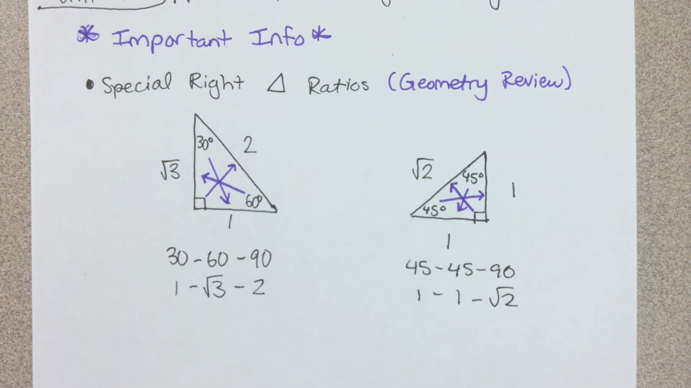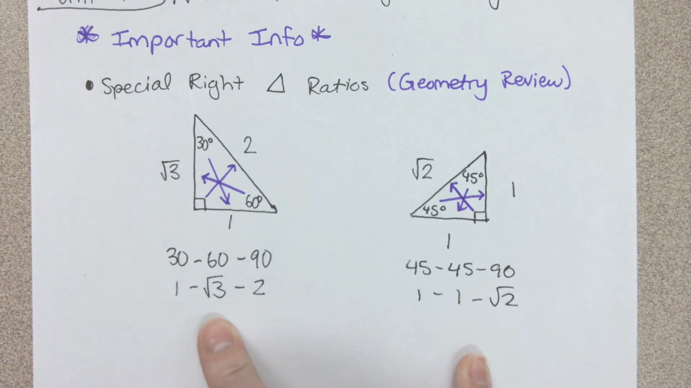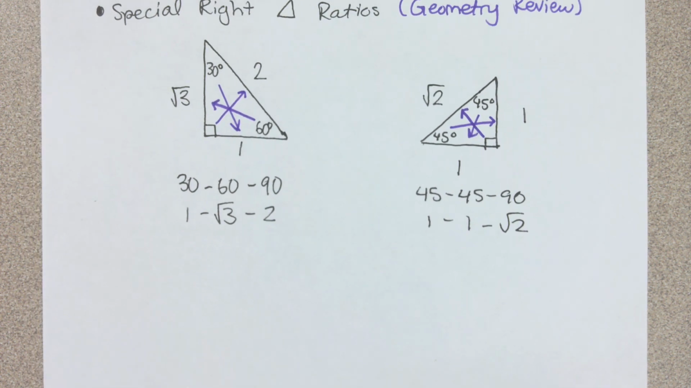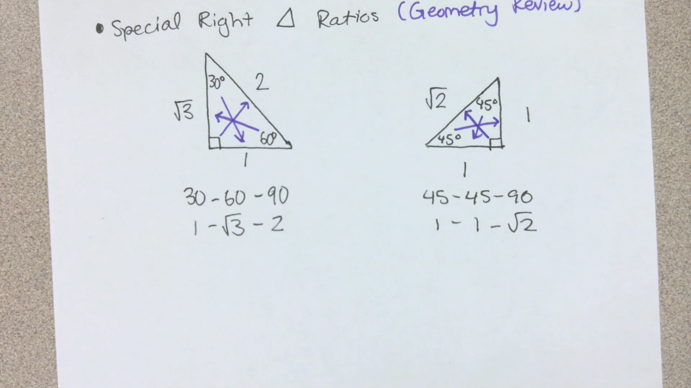For the test, you must have these ratios memorized. You must know which goes with which triangle. Is that 45, 45, 90 the Pythagorean theorem thing? Both of them are. Both of these relationships can be proven and discovered using the Pythagorean theorem.